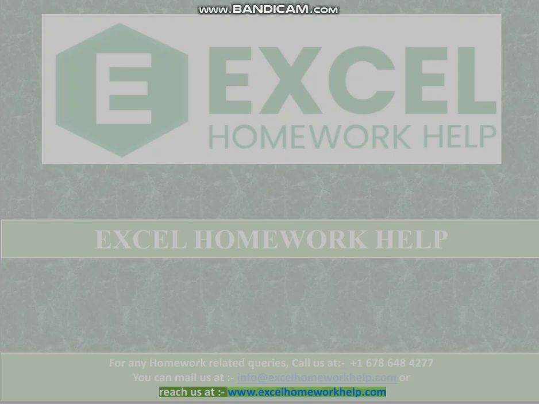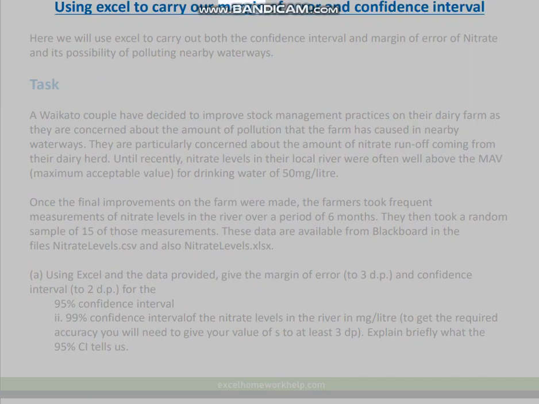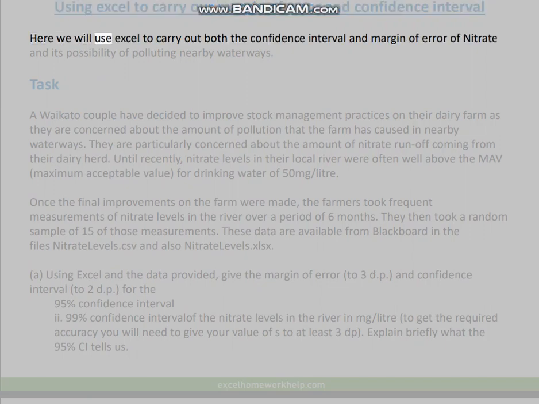Using Excel to carry out margin of error and confidence interval. Here we will use Excel to carry out both the confidence interval and margin of error of nitrate and its possibility of polluting nearby waterways.